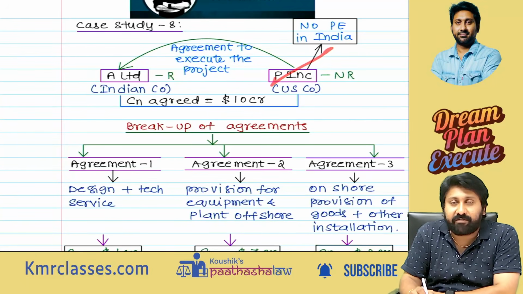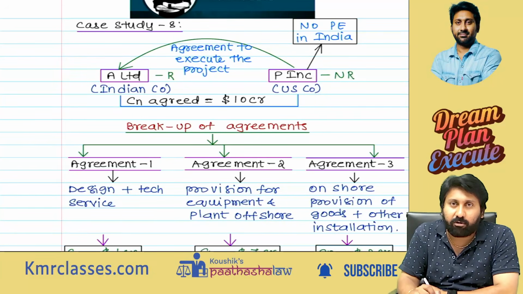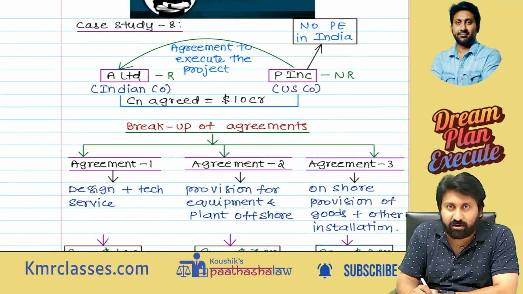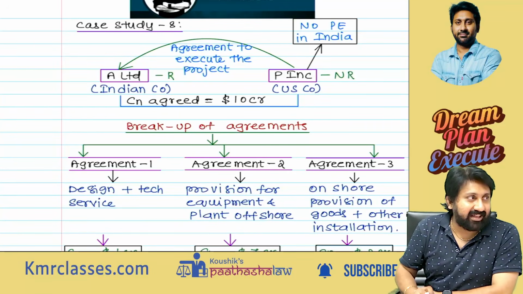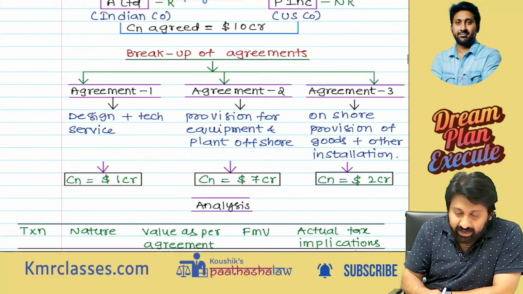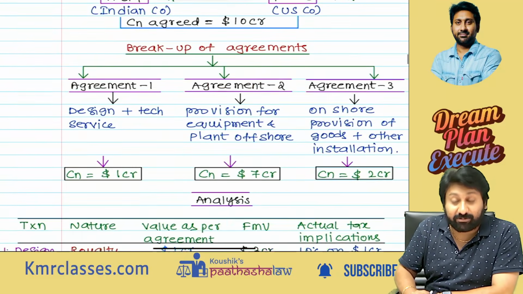P Incorporated will earn $10 crore. Actually, on the $10 crore converted, you have to pay tax at the rate of 40% for the services provided. Correct or not? Therefore, what they have done, now see the main thing that has happened. This 10 crore was broken into 3 parts. Okay, they have said like this.